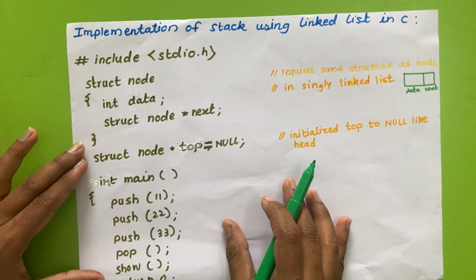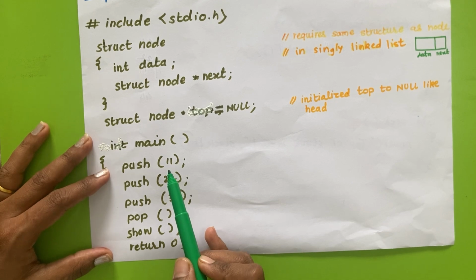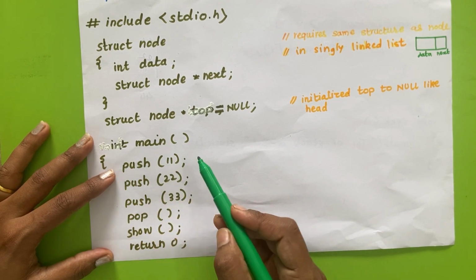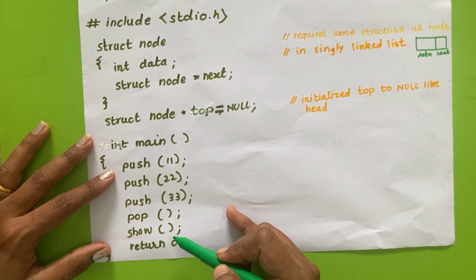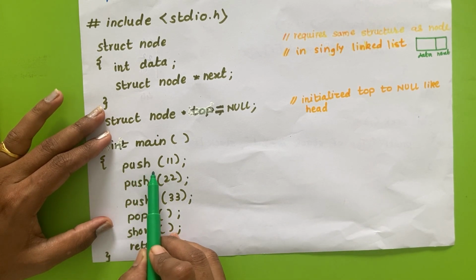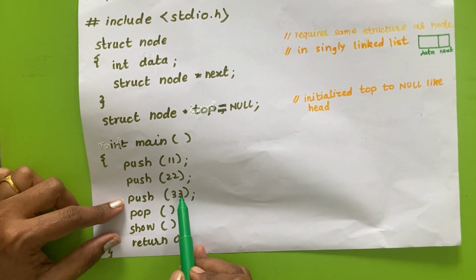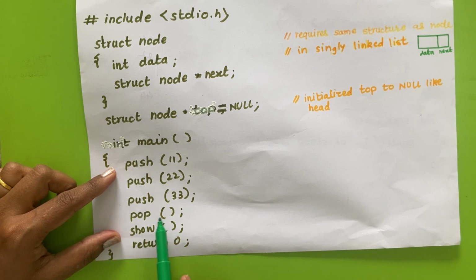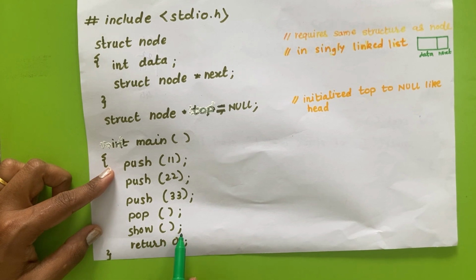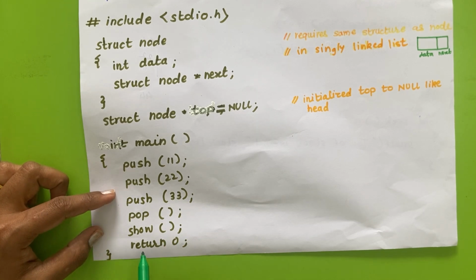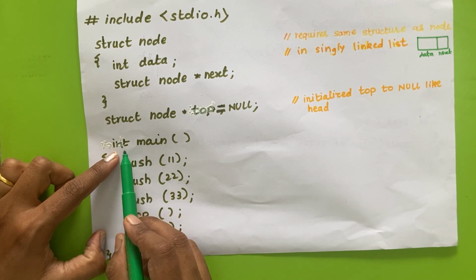Okay, now here we will discuss first what will be the main function required. In main function I have just called the push function, pop function and show function. Okay, so first we will push 11, then 22 and then 33. After that we will have one pop operation, then show operation to show current content of the stack. Okay, and then we'll return 0 as we have return type of main as integer.